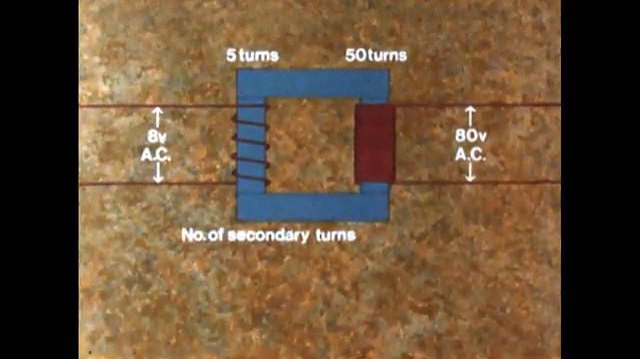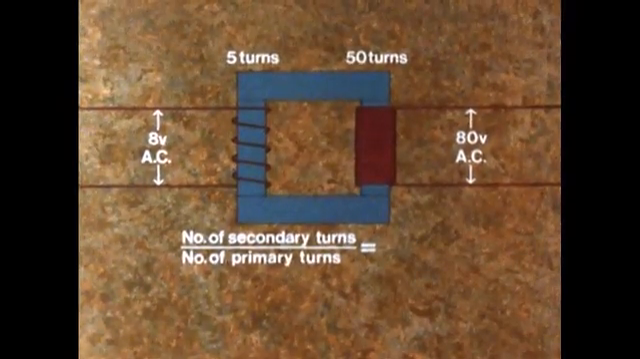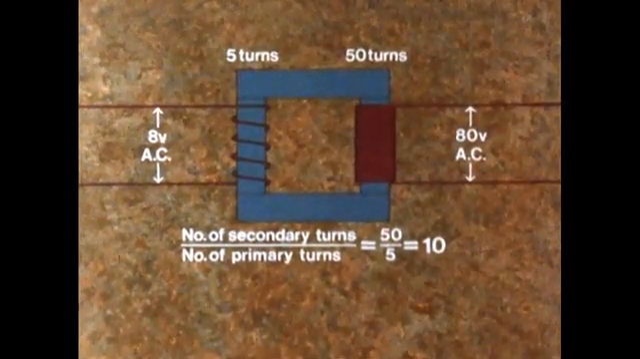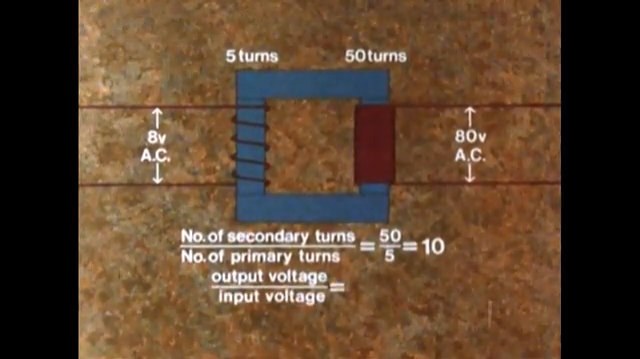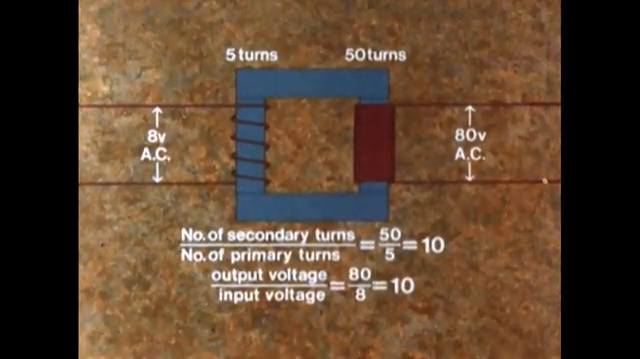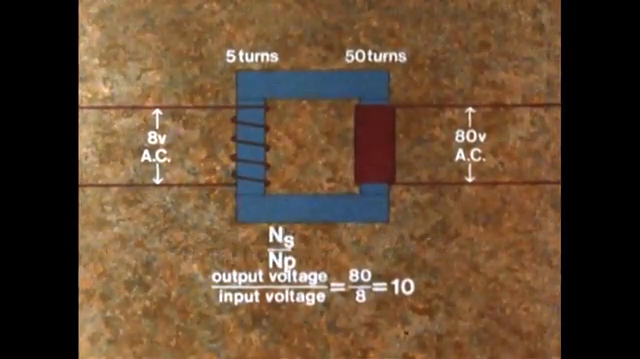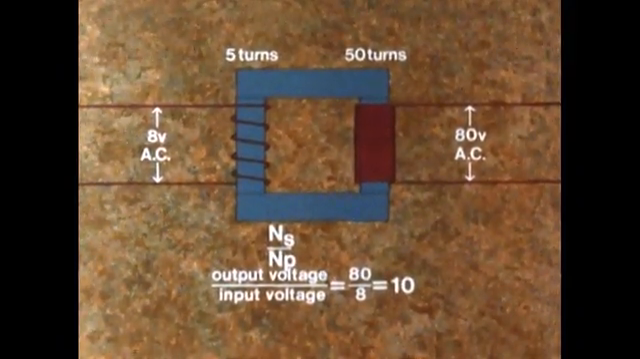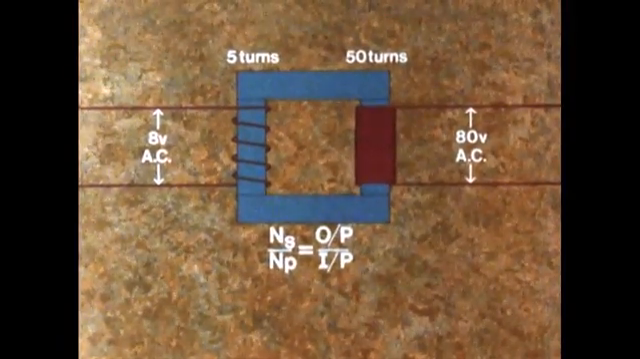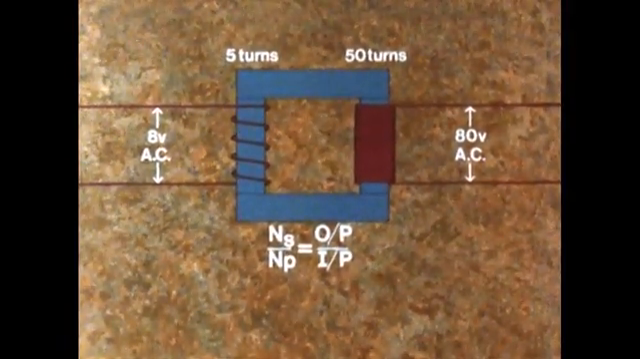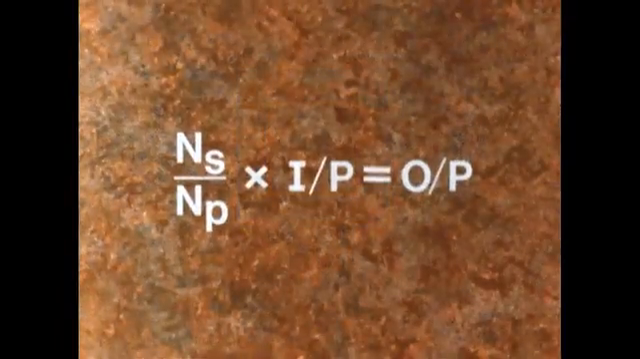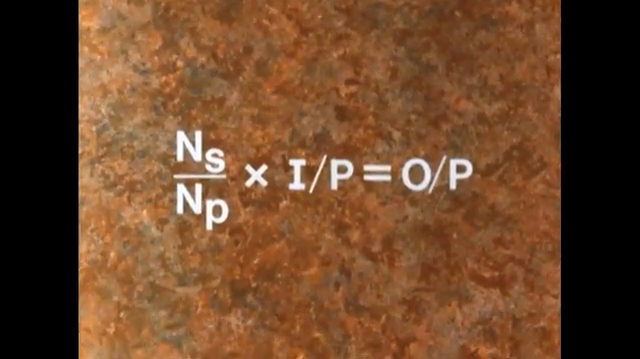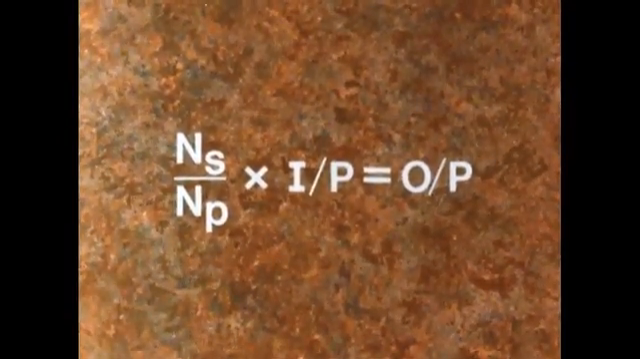The number of secondary turns divided by the number of primary turns equals 50 over 5 equals 10. But the output voltage divided by the input voltage also equals 10. Using obvious abbreviations, this means that the number of secondary turns divided by the number of primary turns equals the output voltage divided by the input voltage. And if we do a simple bit of juggling, we get this formula: secondary turns divided by primary turns times input voltage equals output voltage.